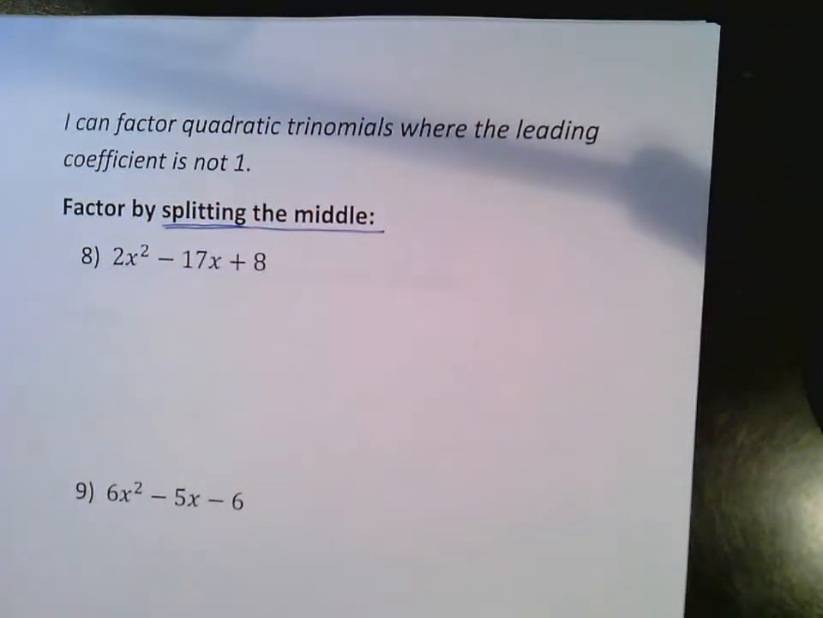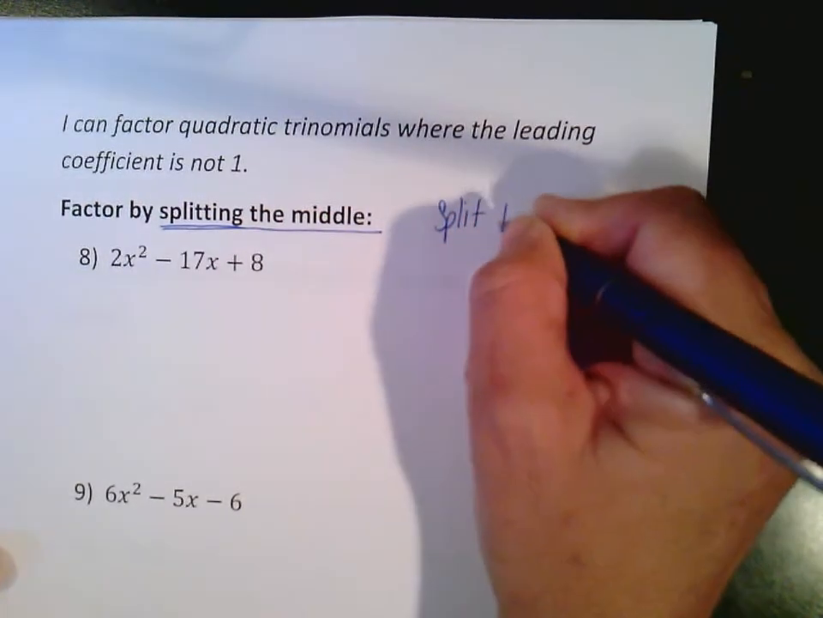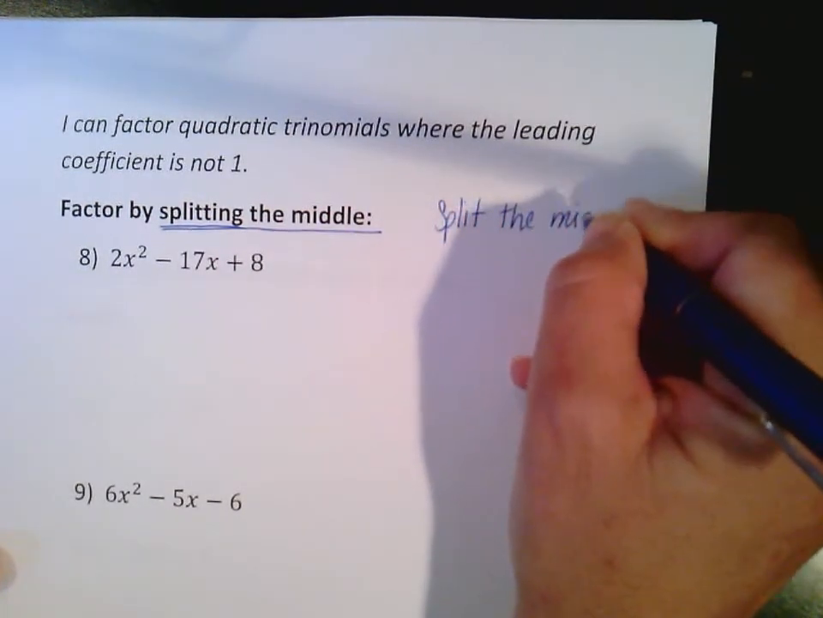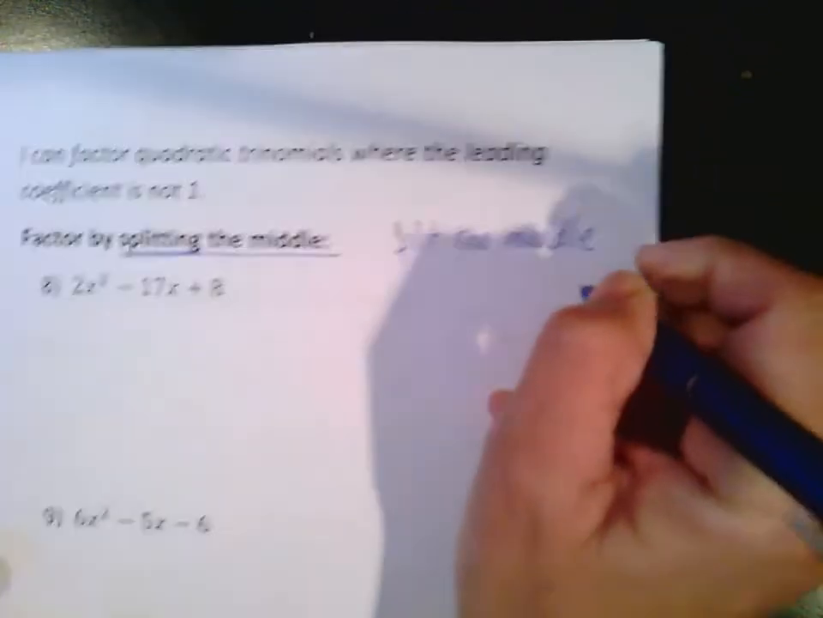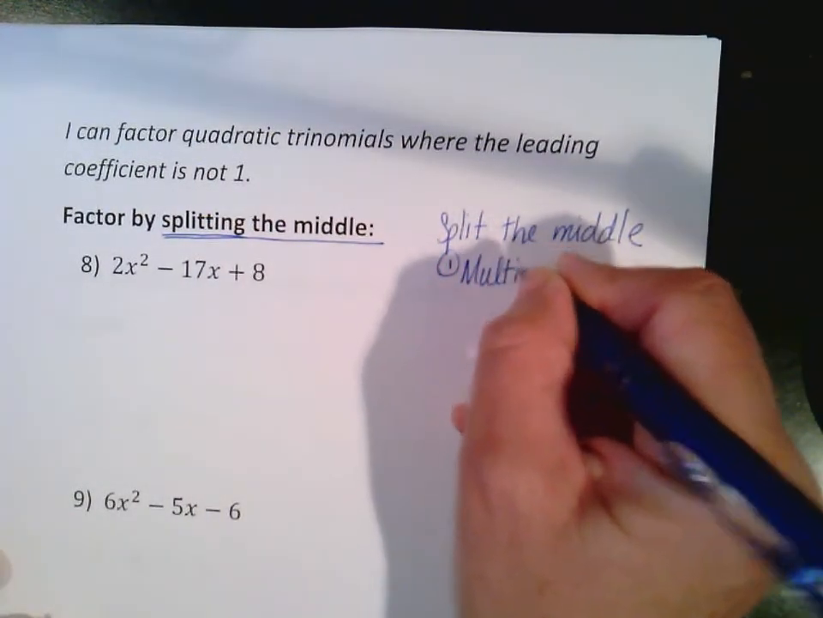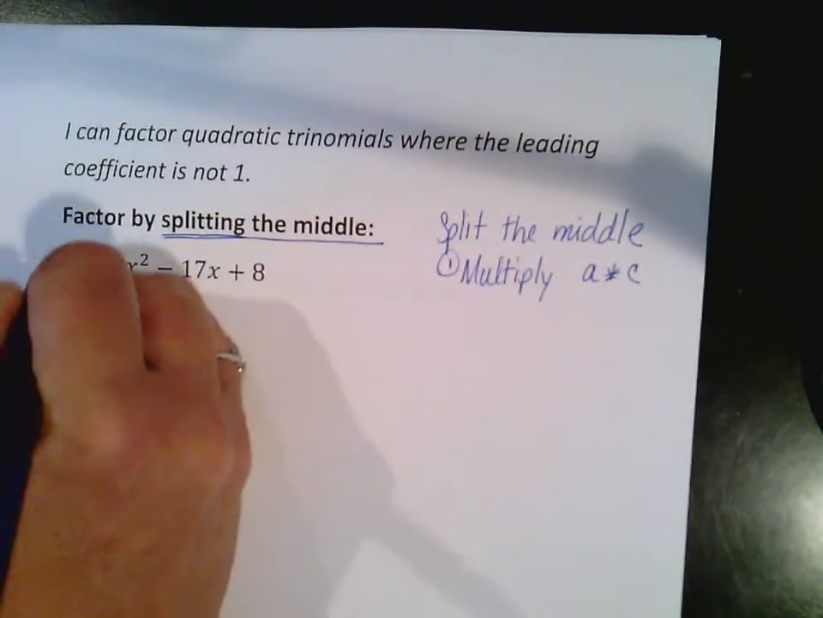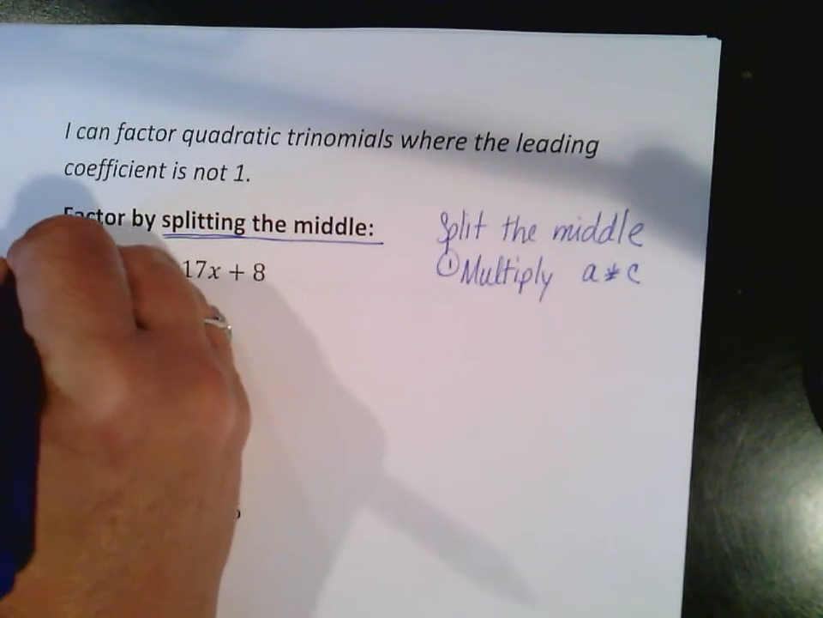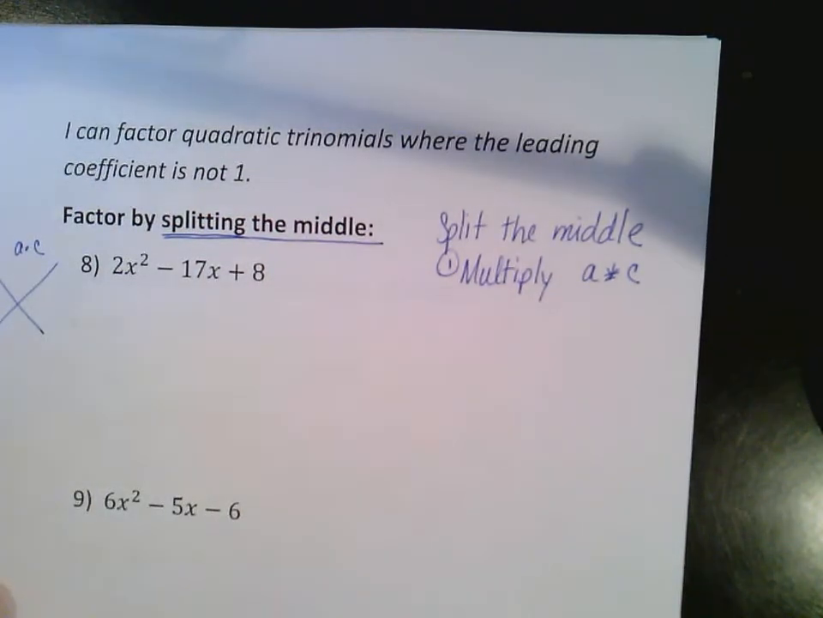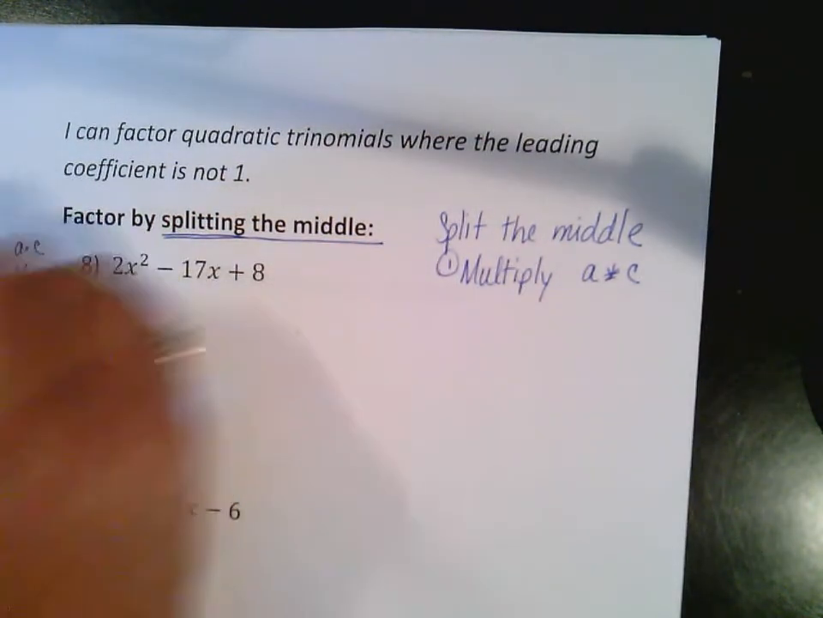Okay, and the way that we split the middle is I multiply a times c, and I use a little x. A times c goes in the top of my x. So in this case, I have 2 times 8, positive 2 times 8, which is a positive 16.